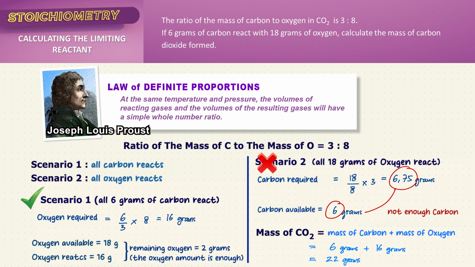From this problem, we learn that the limiting reactant in a reaction is the substance that halts the chemical reaction because it is completely used up. In this case, carbon is the limiting reactant. That wraps up the discussion for this problem. Hopefully, it helps us better understand chemical reactions.